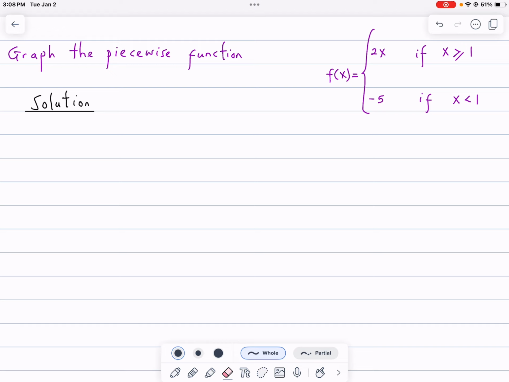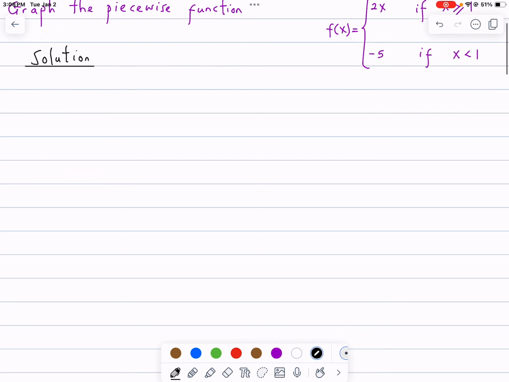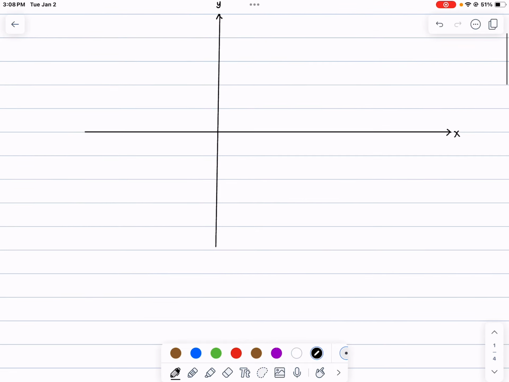So to graph this function, the first thing we are going to do is draw the y-axis. This is the y-axis and the x-axis. So this is the x-axis. So let me draw this down a little bit.